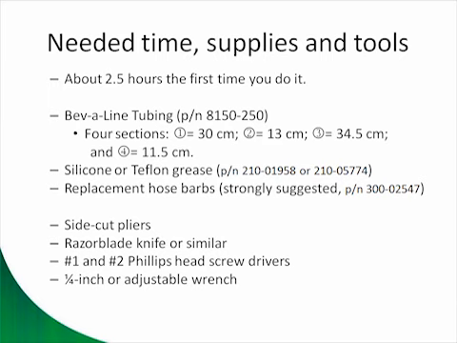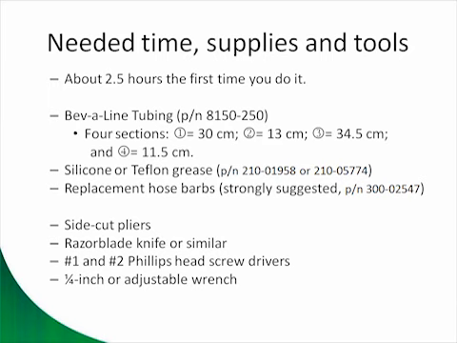It's also good to have a supply of silicone or Teflon grease. These are normally found in the spares kit of your 6400. It's also a good idea to have some replacement hose barbs. Although they're not needed, typically hose barbs are damaged and should be replaced if they are, and having a supply of those will prevent you having a long downtime with the system.